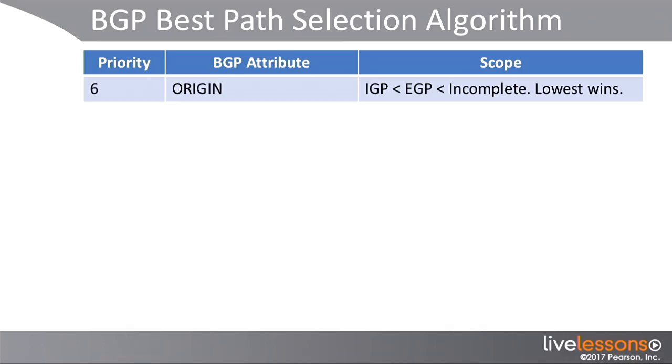Origin. What is the origin of the route? The IGP is preferred over EGP, and the EGP is preferred over incomplete, and thus the lowest value wins.